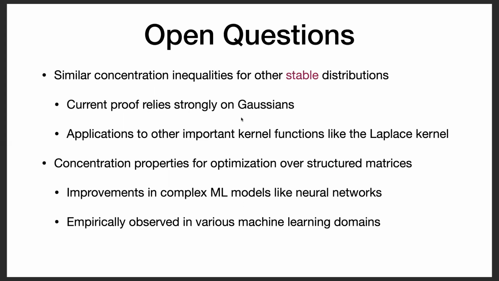And a second exciting open direction is to explore the concentration properties of such structured matrices when you optimize over them. So can you use these matrices as subcomponents in large machine learning models like neural networks, where you explicitly optimize over these weight matrices? These matrices have been empirically observed to be useful in various machine learning domains, and it would be nice to see if we had a more concrete theory over why they work so well in these domains.